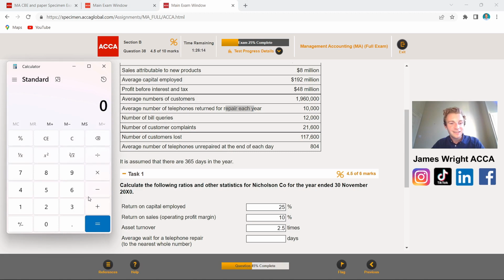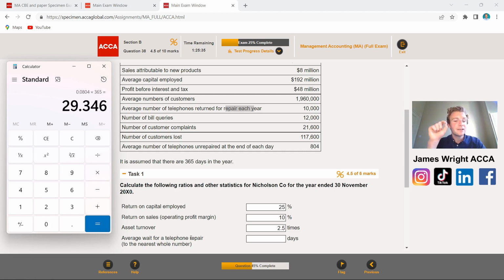So what you need to do is take the 804 for the average number of telephones unrepaired at the end of each day, divide that by the 10,000, which is the average number of telephones returned for repair each year, and that gives you 0.0804. But because we need this in terms of number of days, not as a decimal, we multiply that by 365, as we said, and that tells us the average wait for a telephone repair for a customer is 29.346 days.